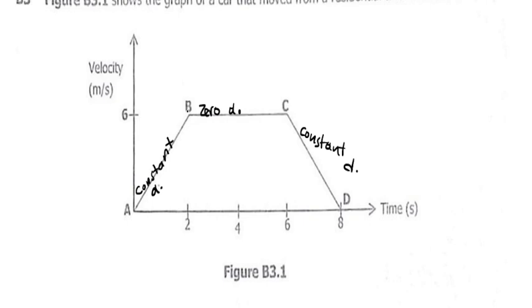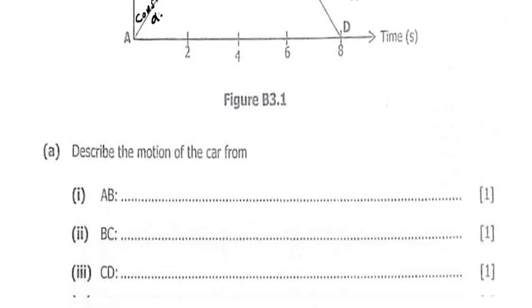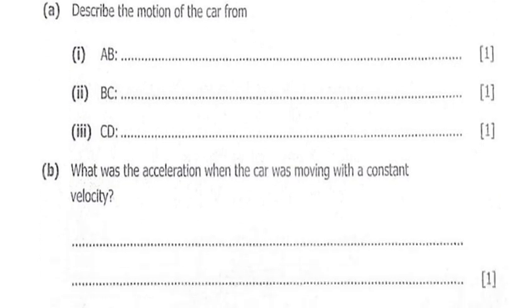So you can also do it in terms of velocity, but for now I'd go by acceleration. So between point A and B, the acceleration was constant. Between B and C, there was zero acceleration. Between C and D, it was constant deceleration because the graph was going down, the velocity was decreasing. Right, so meaning you've described that. It's 1 mark for each description.